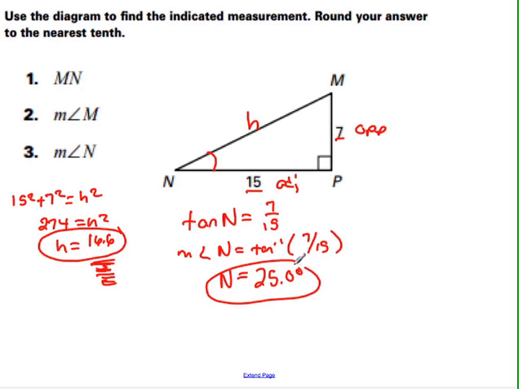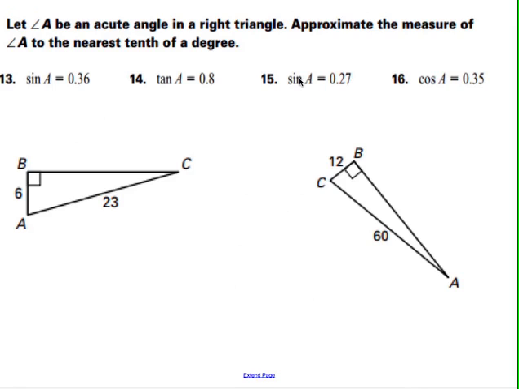At that point, if this is 25 degrees, we could then use the triangle sum theorem to say this is going to be 65 degrees. And that solves our triangle for us. We know all three sides, we know all three angles.